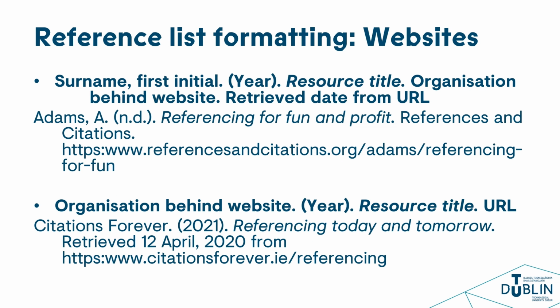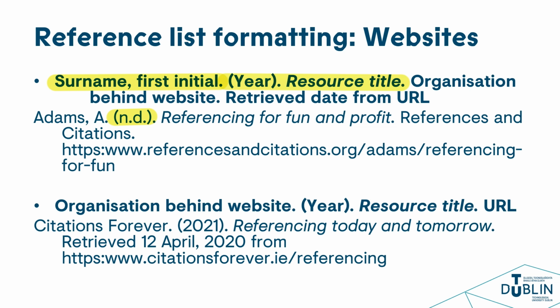If you can find the author or authors of the webpage you have cited, you start with their surname, then first initials as before, followed by the resource title, or the heading given to the webpage or site you consulted, in italics, and that's followed by a full stop. The year of publication goes in brackets, same as before, but bear in mind if you can't find the publication date, you can put in n.d. in its place, and this is short for no date.